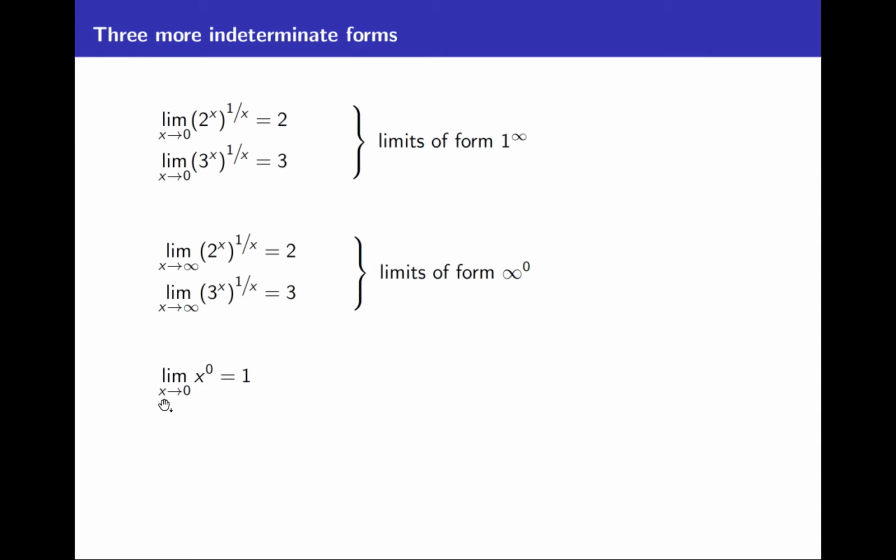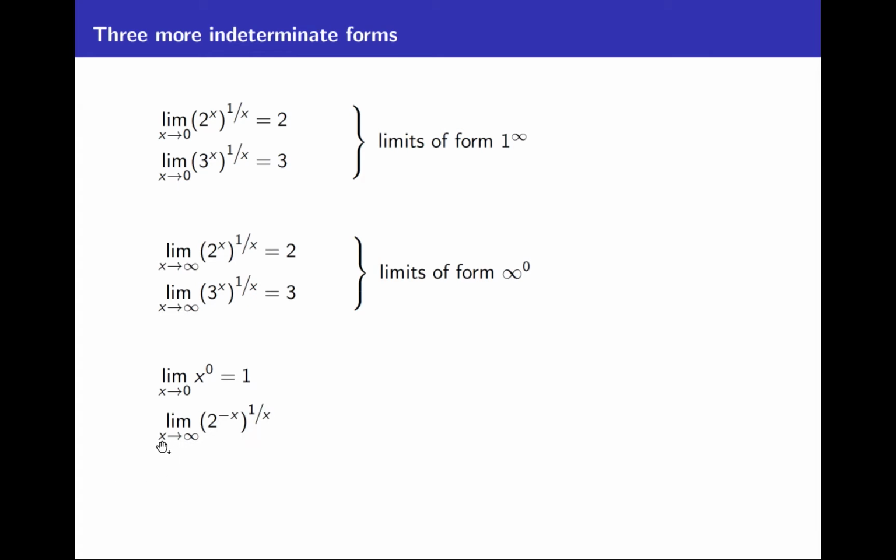Here's another example. Think about the limit as x goes to 0 of x to the power of 0. Now as x goes to 0, it's not 0, just getting closer and closer to 0. Any non-zero number to the power of 0 is 1, so x to the power of 0 is just 1 for all of those x's. So this limit equals 1. But look at the form it has. X approaches 0, so we're getting 0 to the power of 0. This limit has form 0 to the power of 0.